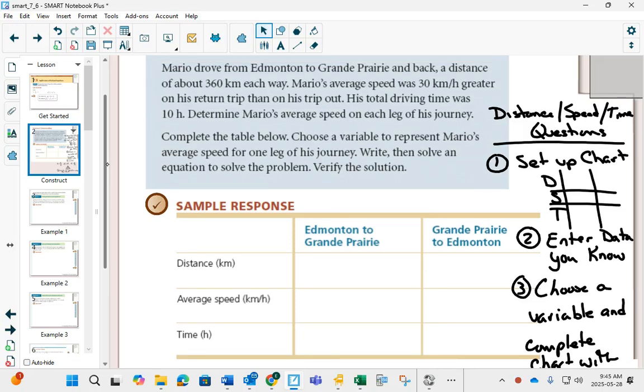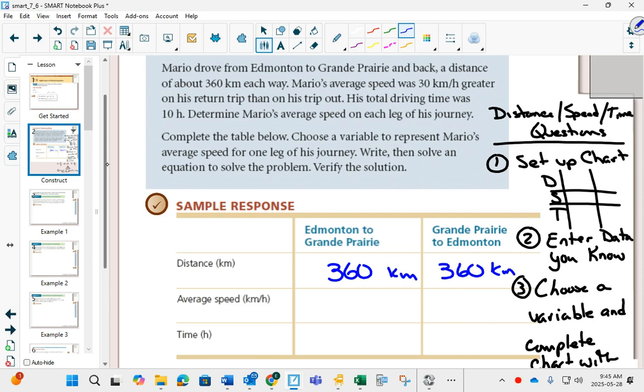So Mario drove from Edmonton to Grande Prairie and back, a distance of 360 kilometers both ways. So in our chart, we can already fill in 360 kilometers here, 360 kilometers there. Mario's average speed was 30 kilometers per hour greater on his return trip than his trip out. So the average speed on his trip out is something we don't know, so that's where we can choose a variable. And we know on the way back it was 30 kilometers per hour greater, so we can write x plus 30 in there.